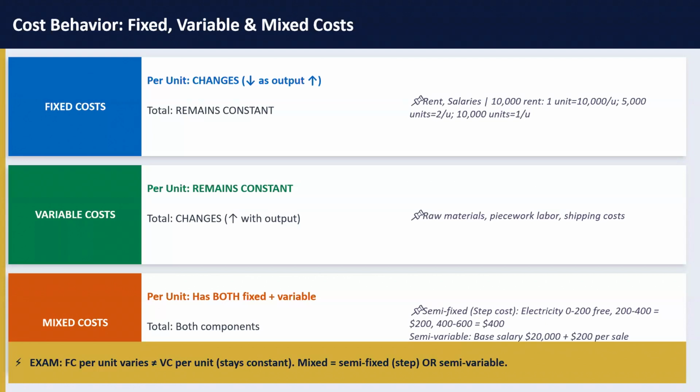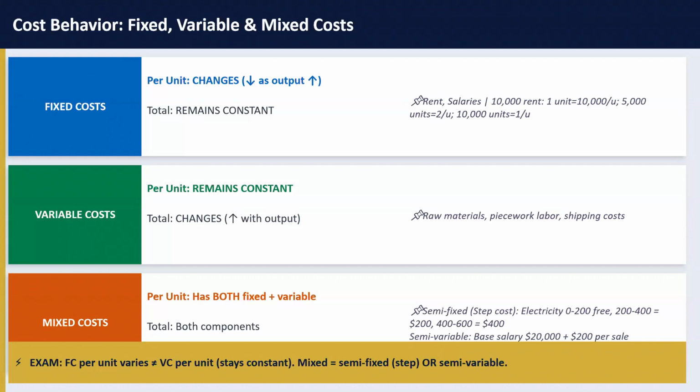Then what happens? Suppose you are using somewhere around 400 to 600 units. Until your 400 units, you will be paying $200. For any unit that is greater than 400 units that you are using, you will have to pay $400. So how is this working? Until 400 units, that is from 200 to 400 units, you will be paying $200.